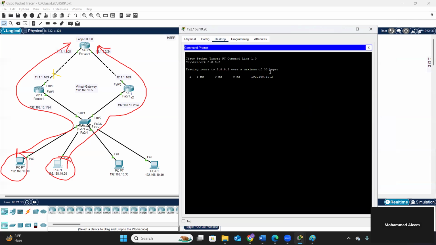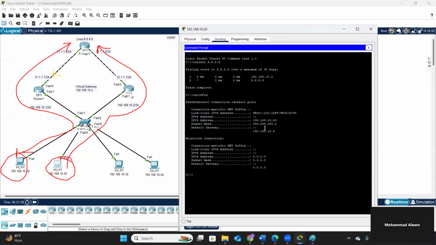192.168.10.8.8.8. It's using the gateway 192.168.10.2, because we have configured the gateway with that IP address only, the router's IP address. So you can verify also.